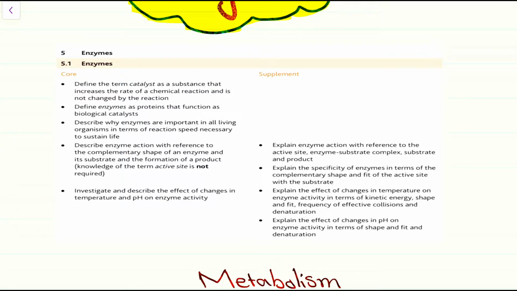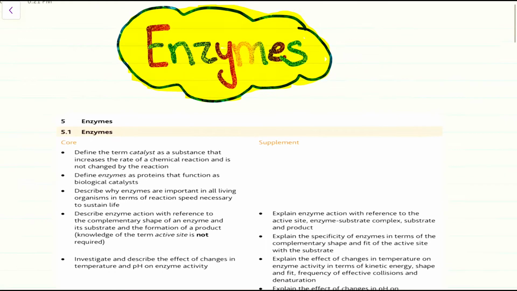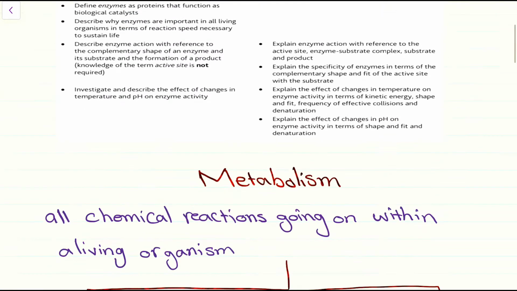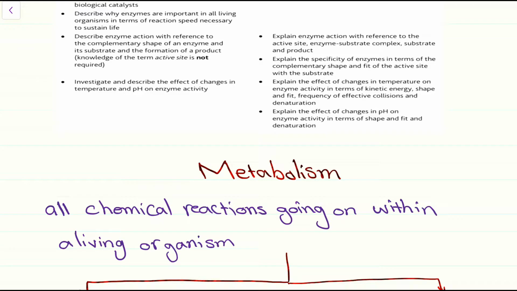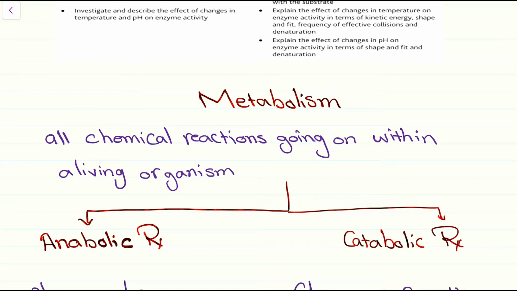Enzymes are one of the most important chapters in Bio IGCSE O level because they are considered one of the most important basics of biology for the IGCSE syllabus. Before starting the enzymes, we need to know about metabolism, which is defined as all chemical reactions going on within a living organism.